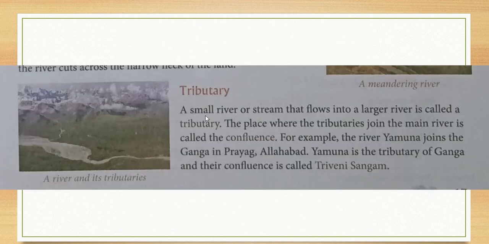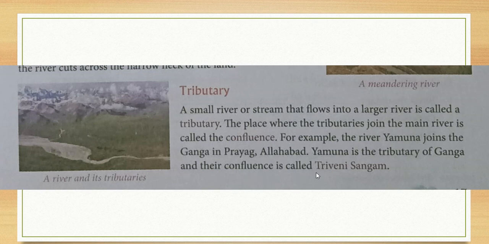Next is tributary. Now what is a tributary? A small river or stream that flows into a large river is called a tributary. The place where the tributaries join the main river is called a confluence. For example, the river Yamuna joins the Ganga in Prayag, Allahabad. Yamuna is the tributary of Ganga, and the place where it joins Ganga is known as the confluence.